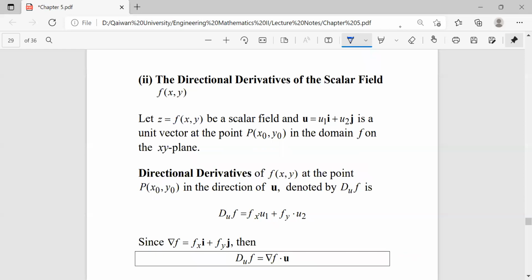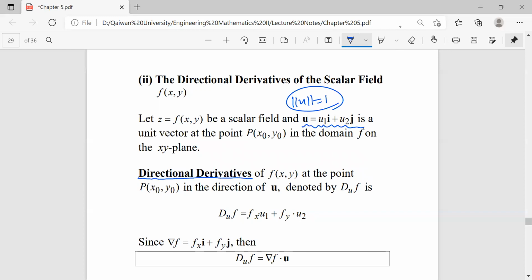A unit vector is a vector that has magnitude 1. U is u1i plus u2j. The magnitude of u is 1 because it's a unit vector. For any unit vector, the magnitude is 1. Okay.